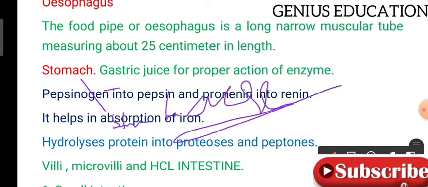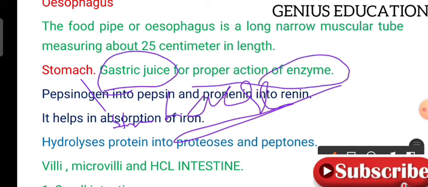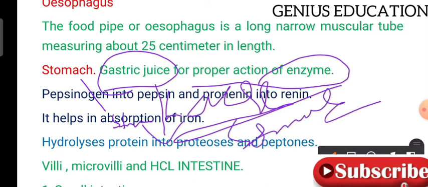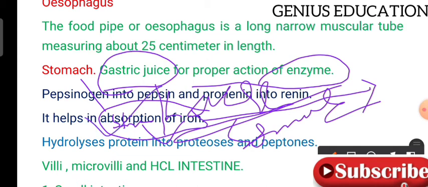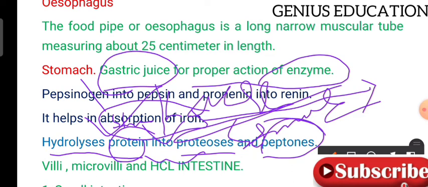And the gastric juice, with the proper action of enzymes, is secreted in the stomach for digestion and absorption. The absorption of iron is a very important term. The iron absorption takes place in the stomach. Keep it in your mind. And this hydrolyzes protein into proteases and peptides. The part that converts protein into peptides is known as the stomach.